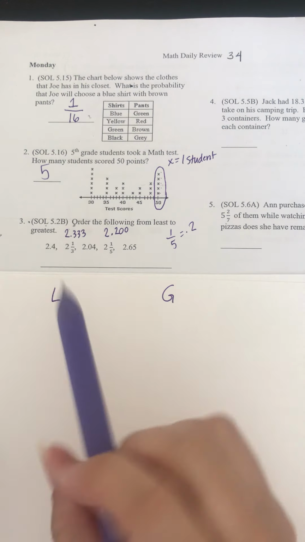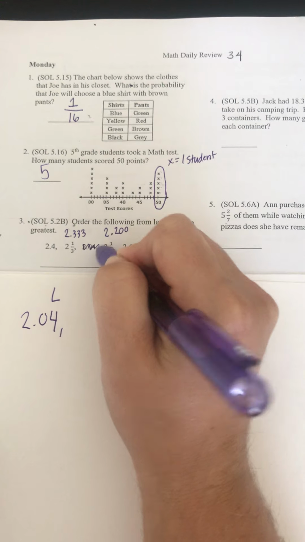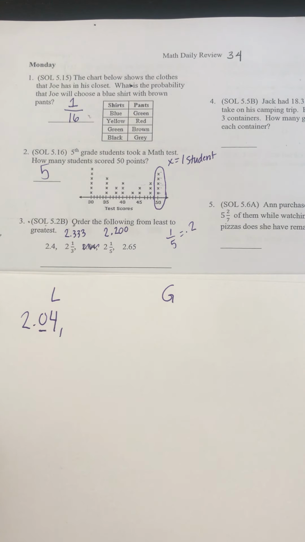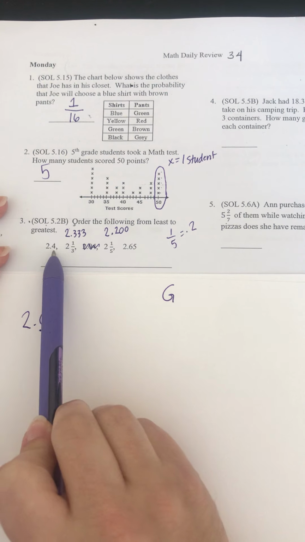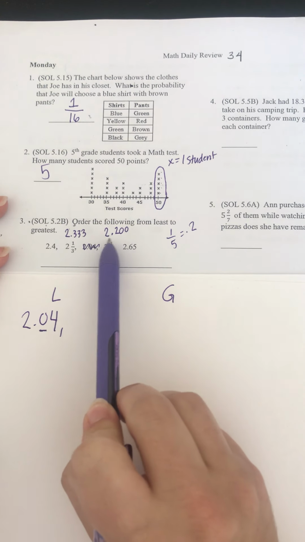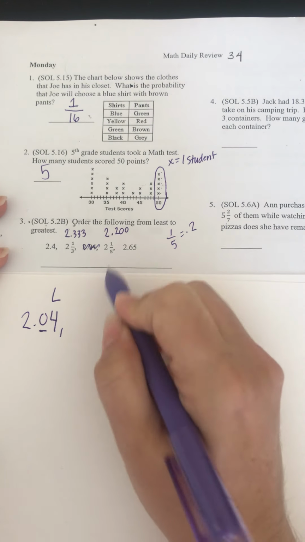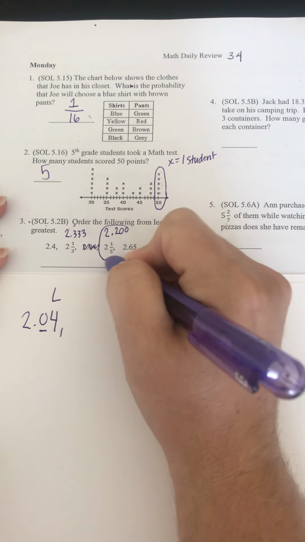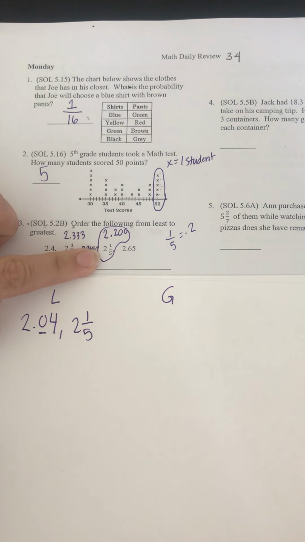So right off the bat, I see that 2.04 is my least because it has a 0 in the 10th place. They all have a whole number of 2, so I just went right over to the next place. Okay, I'm going to use that same strategy. So now I have 2.4, 2.3, 2.2, and 2.6. Well, it looks like 2.2 is going to be our best bet, but I'm going to write it like this because that's how it showed up in our fraction form, okay?